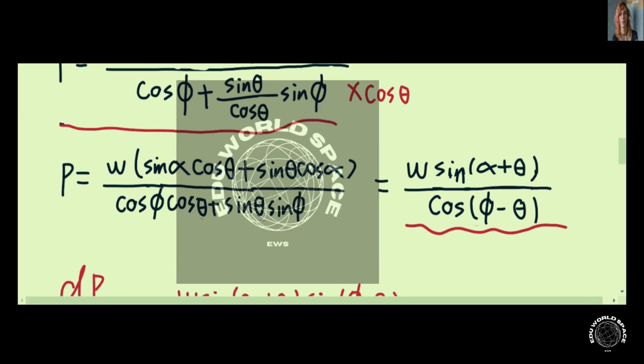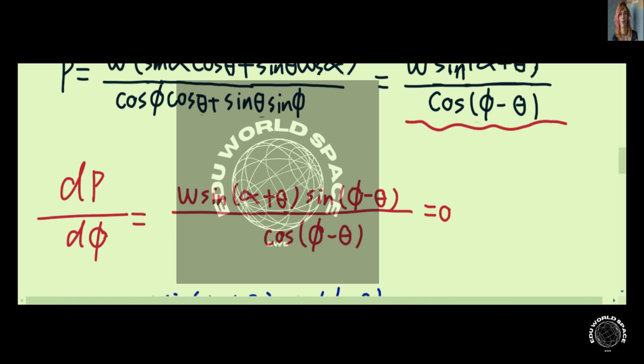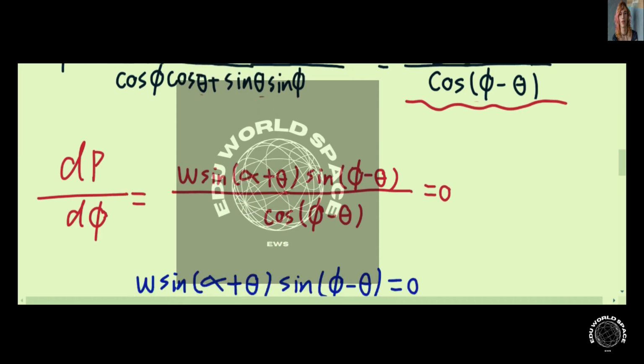So now, in order to determine the angle phi, we need to differentiate the force P equation on both sides. So we have dP over d phi, which means that we need to differentiate the force P with respect to angle phi. That's how we determine the angle phi. So we have dP over d phi is equal to W sine alpha plus theta times sine phi minus theta, over cosine phi minus theta, is equal to 0.